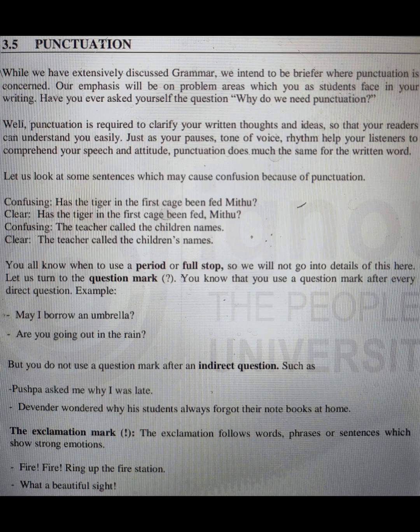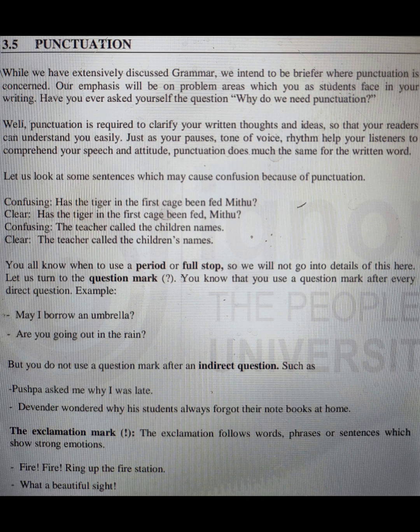Let us look at some sentences which may cause confusion because of punctuation. Confusing. Has the tiger in the first cage been fed Mithu? Clear. Has the tiger in the first cage been fed, Mithu? Confusing. The teacher called the children names. Clear. The teacher called the children's names. You all know when to use a period or full stop, so we will not go into details of this here. Let us turn to the question mark.